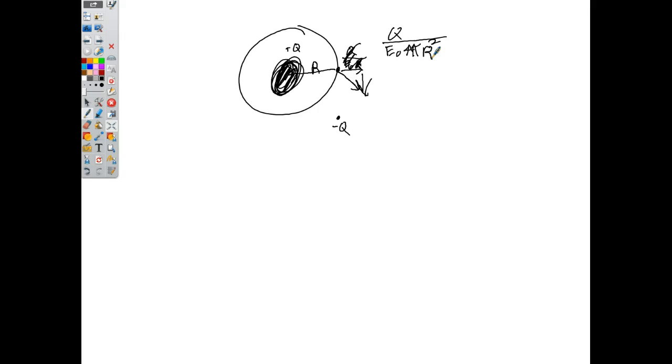That would just be Q over epsilon naught times 4 pi R2 squared. Right? Because the R's are the same. Oh, okay. So it would be the same thing. And the Q's are the same, right, too? Yeah. So what's the magnitude of that second piece? The same thing. And so how would you figure out what the net magnitude is? You do Pythagoras.